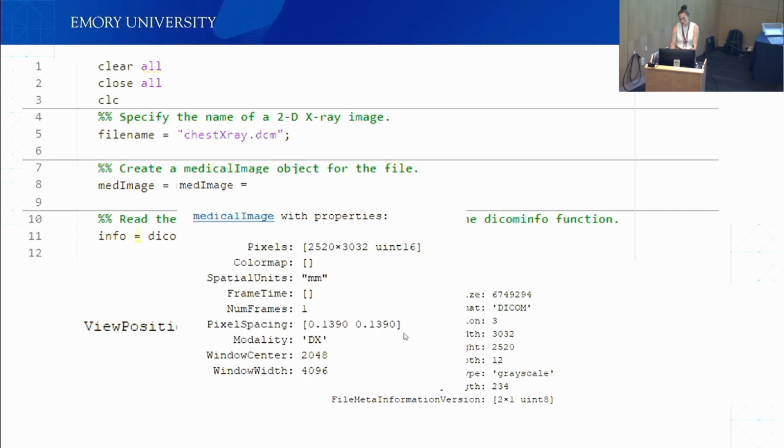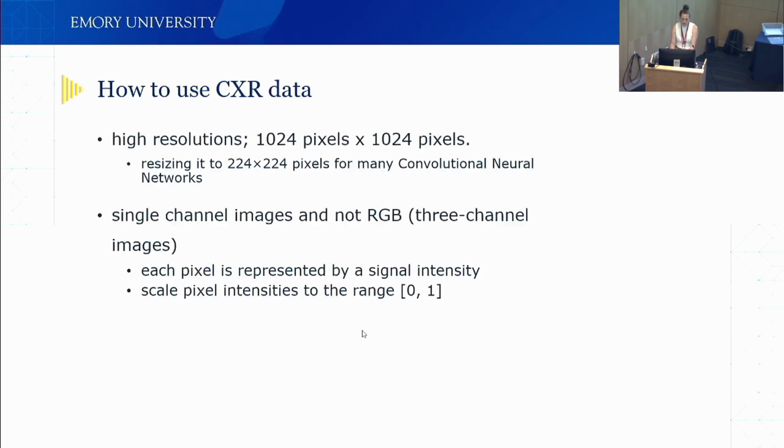But here you can see the pixel spacing. So if you resize the image, you want to keep this ratio the same just so you don't get any weird reformed images. So we always resize based on pixel spacing of the image.